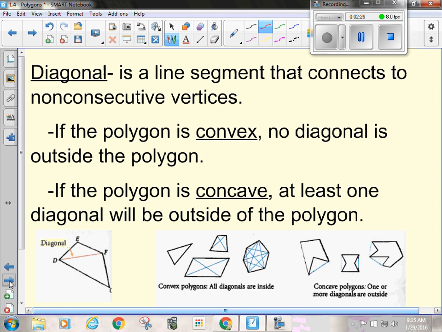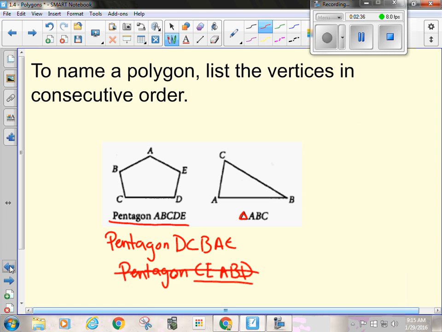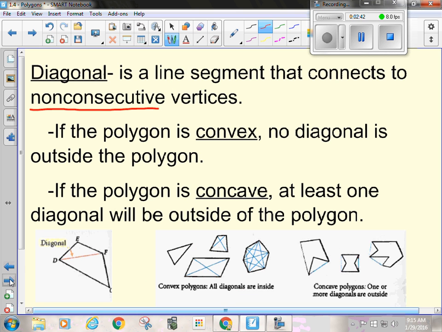Then we have diagonals. A diagonal is a line segment that connects two non-consecutive vertices. Non-consecutive just means that they're not right next to each other. So on the previous slide, we talked about consecutive order, so that they needed to go in order, A, B, C, D, etc. Here we're talking about non-consecutive vertices. So E to F is not a diagonal, that's a side. But F to D is a diagonal. E to C is a diagonal.